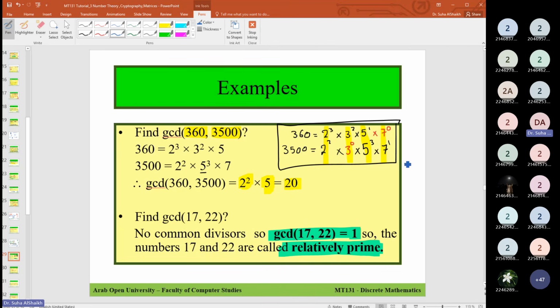Now, for example, the 17 here is a prime, so it is just 17. The 22 is equal to 2 multiplied with 11, yeah? This is 2 times 11 and this is 17. So what is the common divisor between them? Just 1. So the GCD between the two numbers is equal to 1, so we say they are relatively prime.